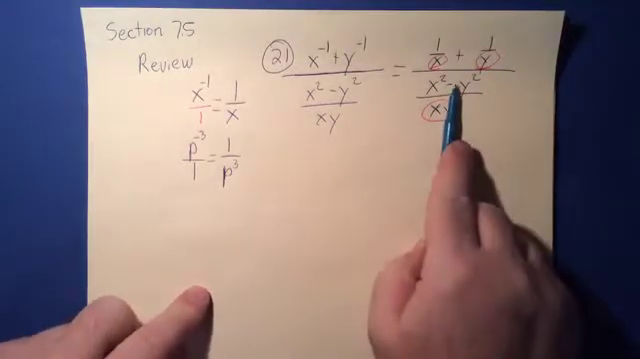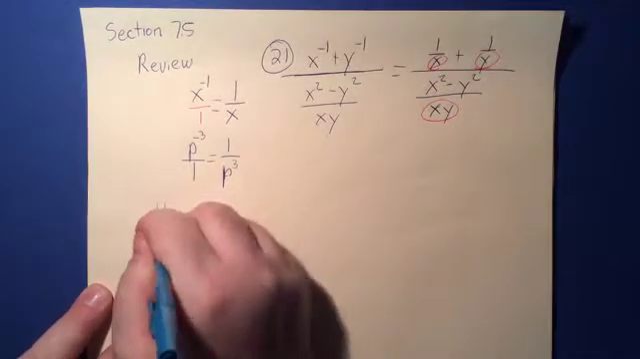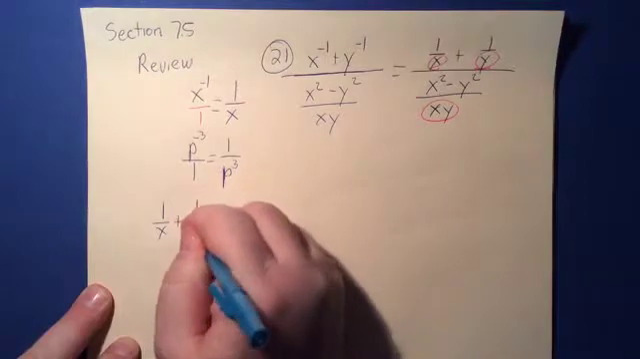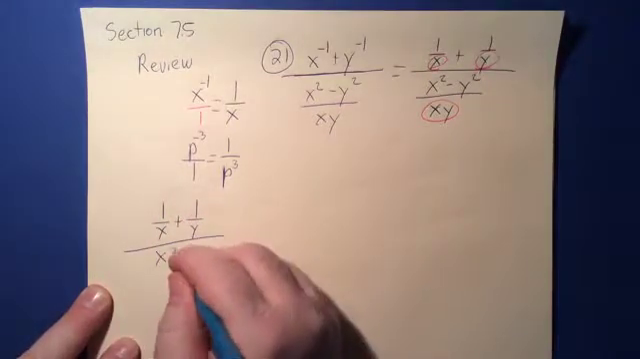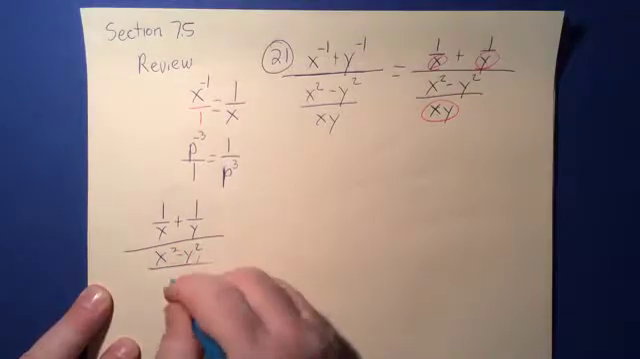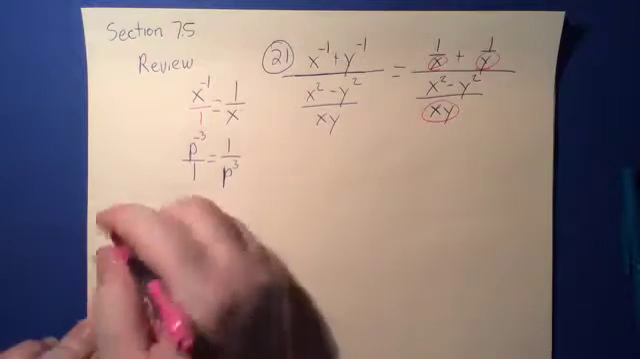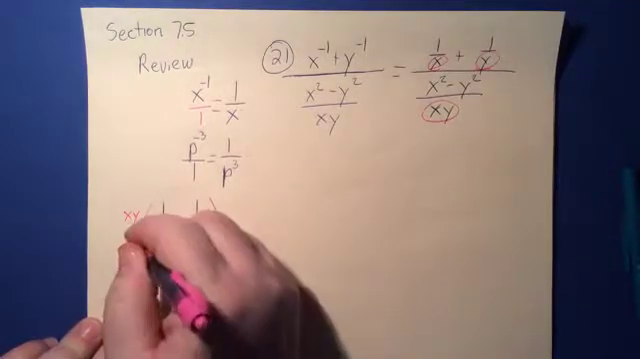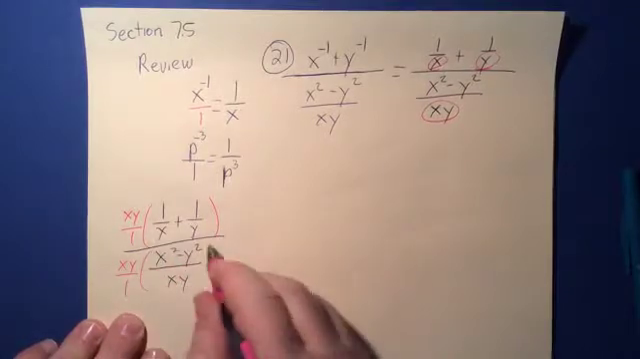I'm going to write this part again and show how this distribution is going to take place. So we're going to have 1 over x plus 1 over y over x squared minus y squared over xy. And I'm going to distribute this xy over 1 through here, and then xy over 1 through here.